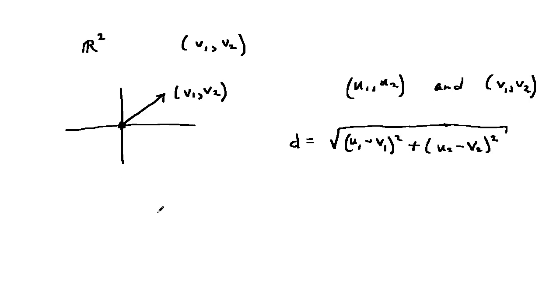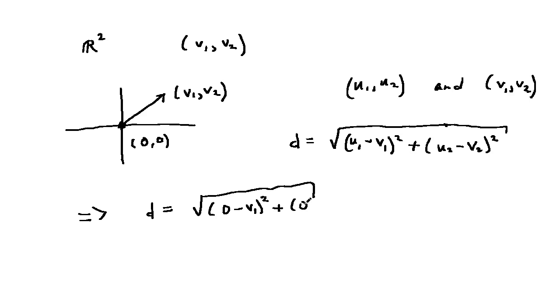Now the length of v, that's the distance between the origin, which is at 0, 0, and the point v1, v2. So the distance, that's the square root of 0 minus v1, that squared, plus 0 minus v2 squared, and the square root of that whole thing. Now, if I simplify this a little bit, I get v1 squared plus v2 squared, the square root of that whole thing.